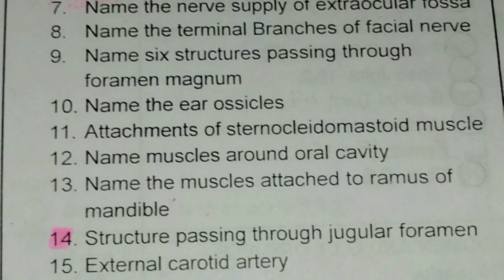12th one, name the muscles around oral cavity. Third one, name the muscles attached to ramus of mandible. Fourth one, structures passing through jugular foramen. Fifth one, external carotid artery. And yes, this was all about this volume.